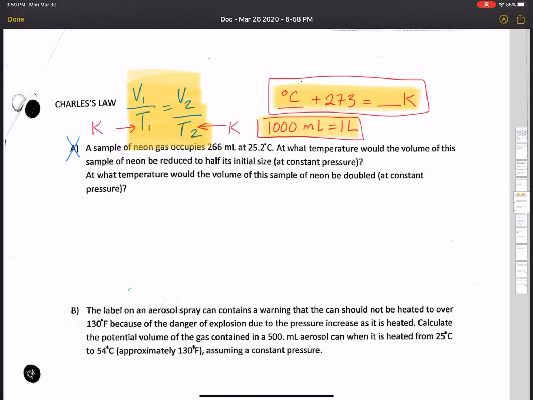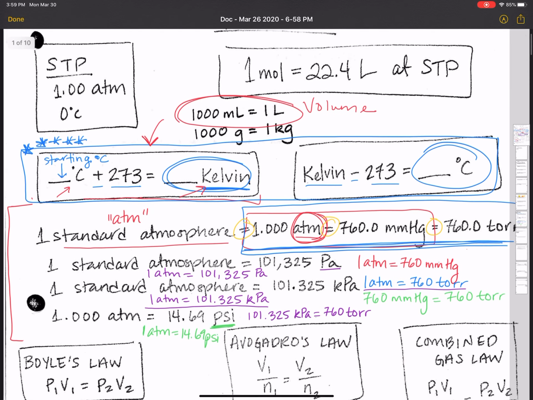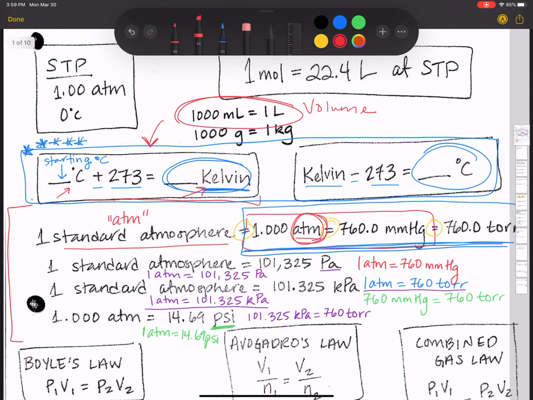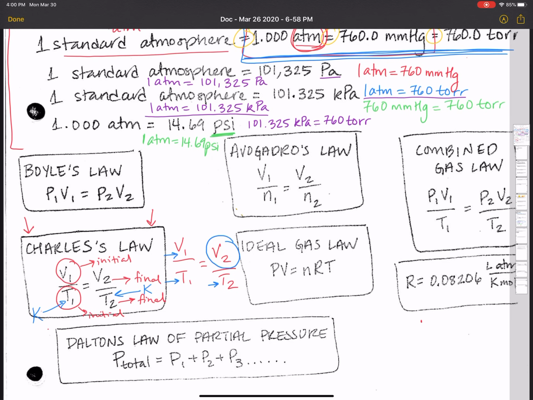So your conversion factor sheet is the very first page in your packet. If you notice, all the information that we just talked about is present for you. Here's your milliliters to liters. Here's your conversion from Celsius to Kelvin. And then lastly, there's your formula for Charles's law.